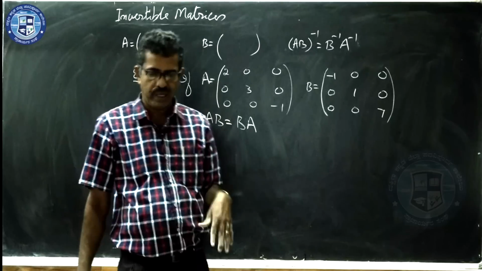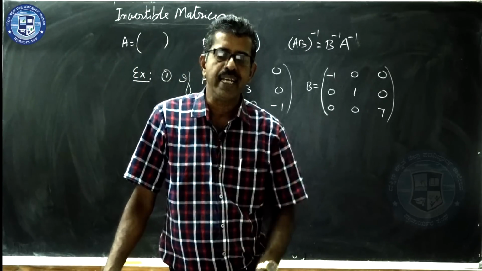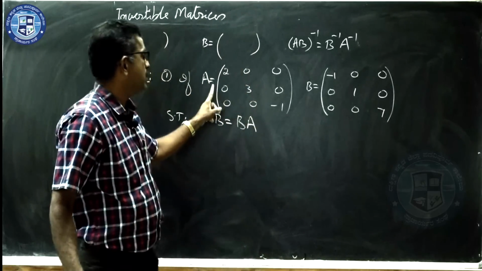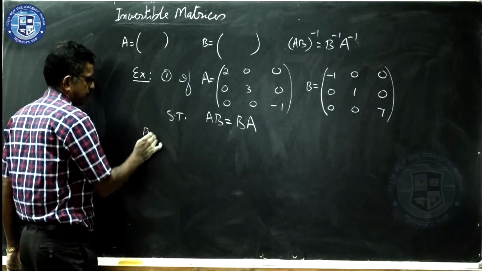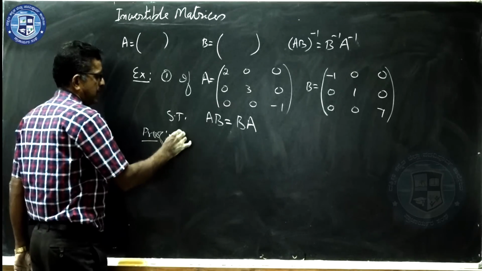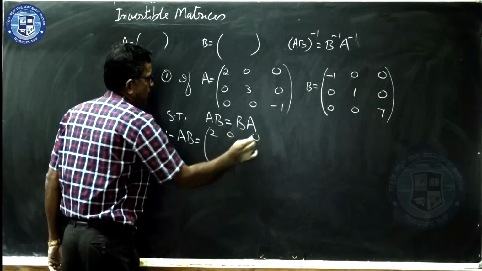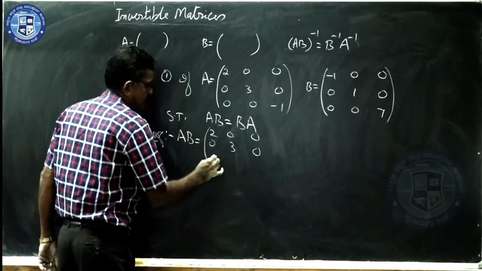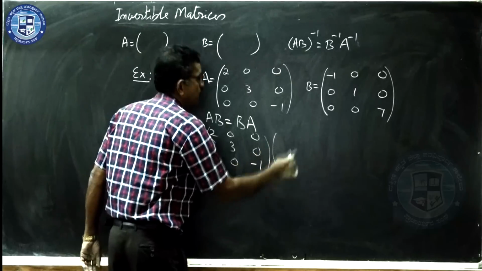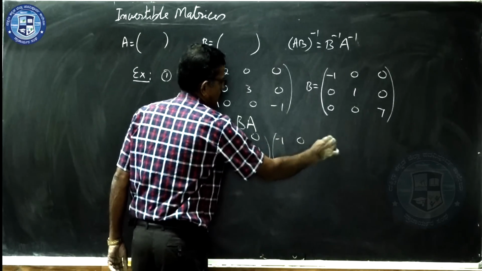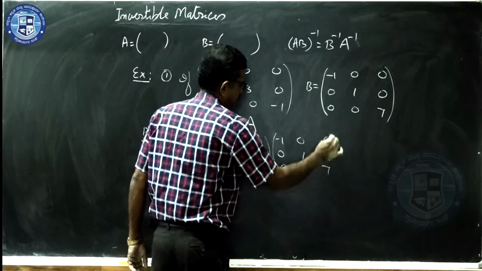Normally, we are aware that matrix multiplication is non-commutative. Generally, we do not expect AB to be equal to BA, but here it is true. That has to be proved. How can it be proved? I will begin with AB, A into B. First let me write A: 2, 0, 0, 0, 3, 0, 0, 0, minus 1, into B: minus 1, 0, 0, 0, 1, 0, 0, 0, 7.